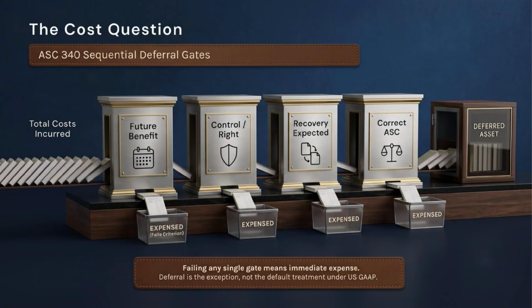ASC 340 is not a parking lot for expenses that management does not want to recognize today. A cost can be deferred only if it passes the gate. There must be a future benefit. The entity must control a right or resource. Recovery must be expected, and the correct ASC topic must support recognition. If even one of these gates fails, the cost is expensed in the period incurred. In simple words, deferral is earned. It is not a comfort blanket for nervous profit numbers.